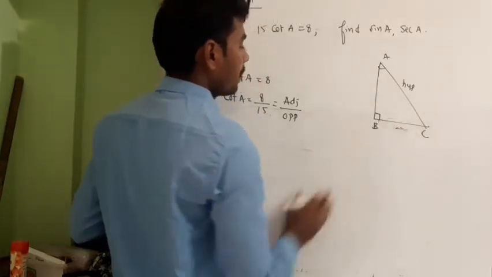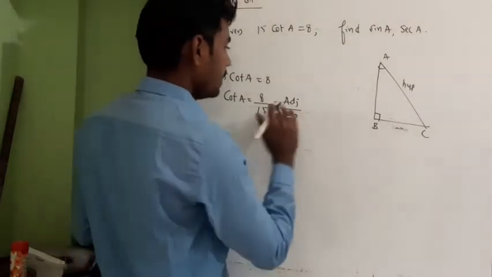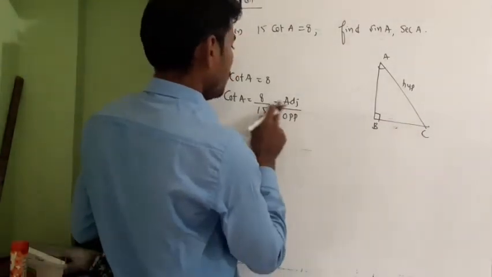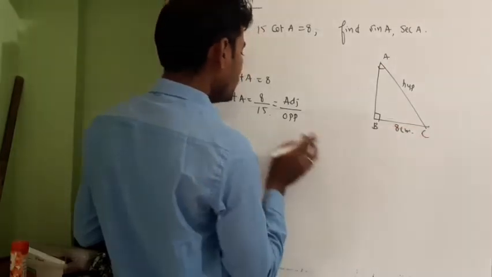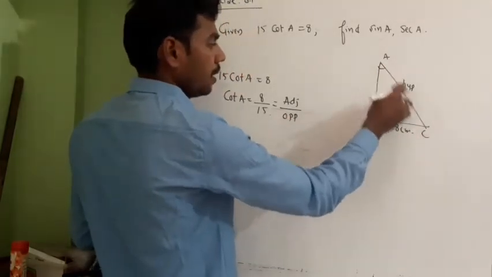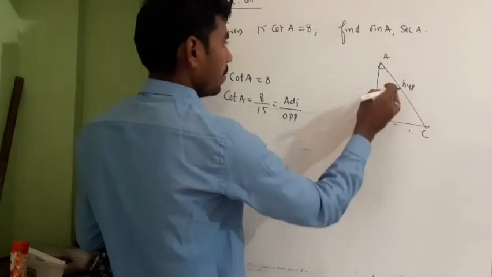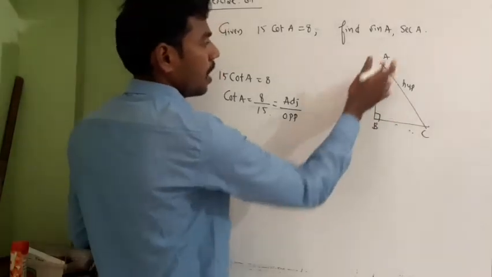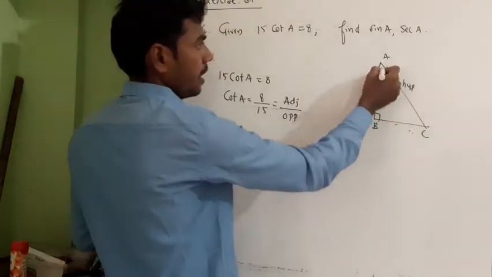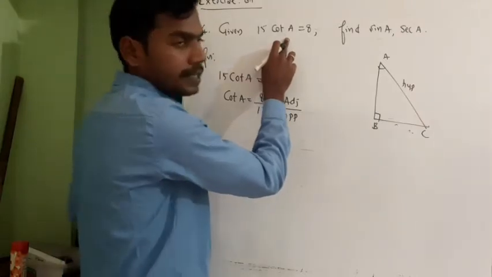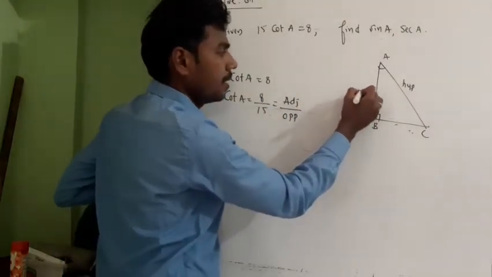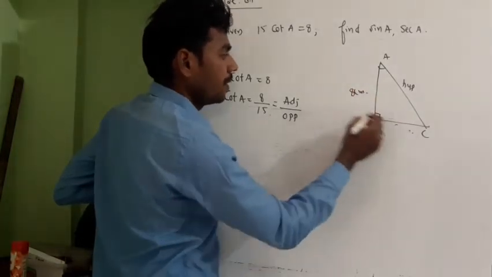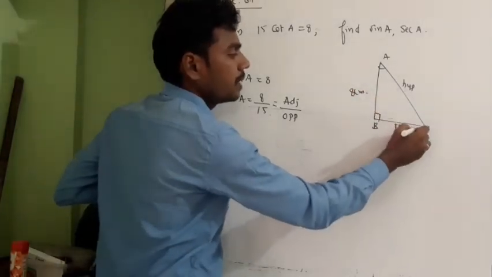So now, what is adjacent? Adjacent is BC, which is equal to 8 centimeter. Opposite is nothing but, sorry. For A, which is adjacent? Adjacent is this AB for A. See, cot A is given. For A, which is adjacent, this is 8 centimeter, and opposite is 15 centimeter.